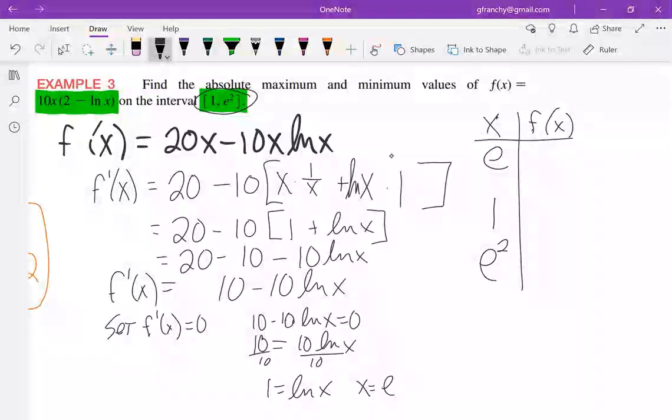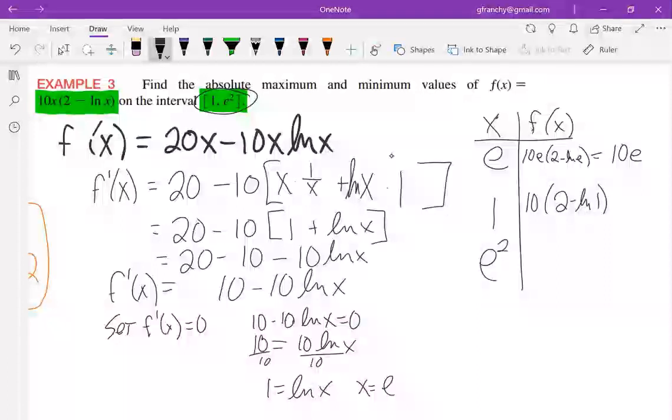So when we plug in e to the original, that's going to be 10e times 2 minus natural log of e. Natural log of e is 1, 2 minus 1 is 1, so this is just going to be 10e, something a little bit bigger than 27. We plug in 1, and we're going to get 10 times 2 minus natural log of 1. Natural log of 1 is 0, so this is just going to be 2 times 10, or 20.